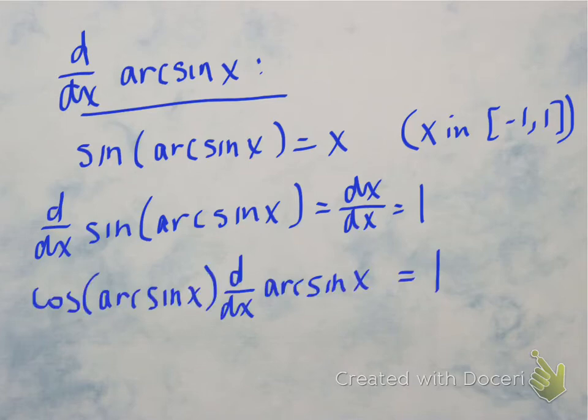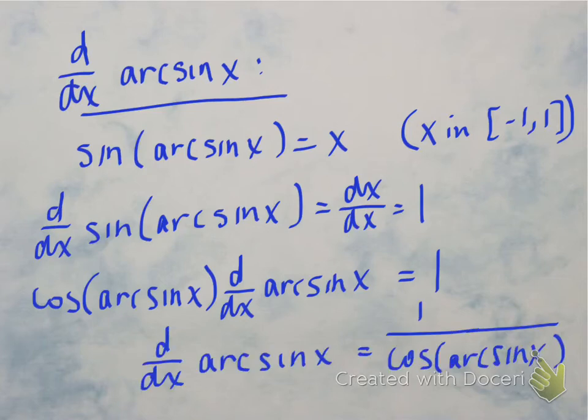So now I'll use my chain rule on the left-hand side, and I'll have cosine of arcsine of x times the derivative of arcsine of x, which is what I'm trying to find, so I'm going to leave that alone for now, equals 1. And then I can solve for the derivative of arcsine of x. It's just 1 over cosine of arcsine of x. Great! But that's kind of ugly.